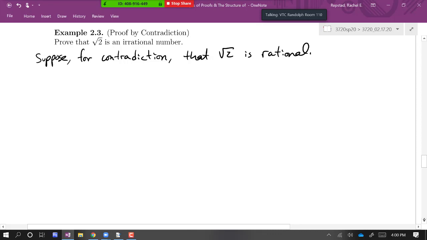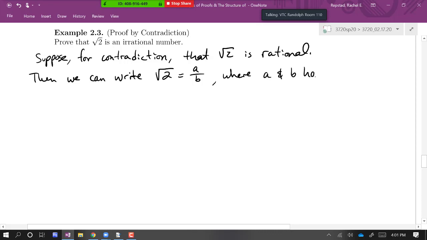What do we get when we say that the square root of 2 is rational? We get exactly what we said a rational number was. We can write it as a reduced fraction, right? So I can write it as some fraction where the top and the bottom don't have any common divisors. So let's say the square root of 2 is equal to a over b, where a and b have no common divisors.